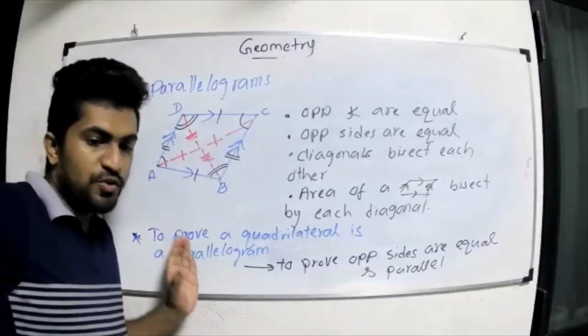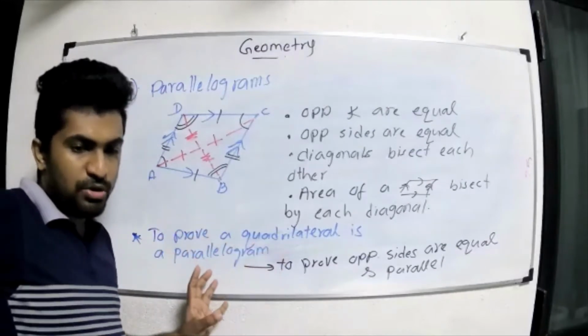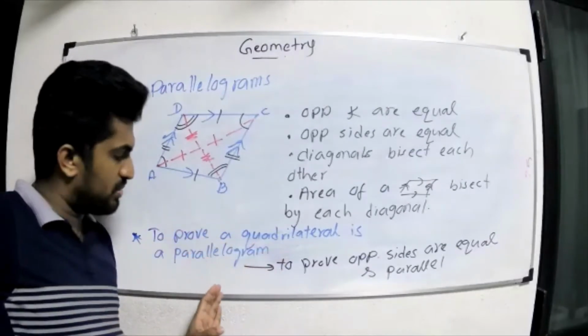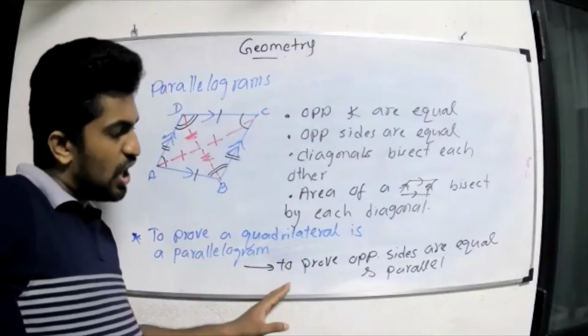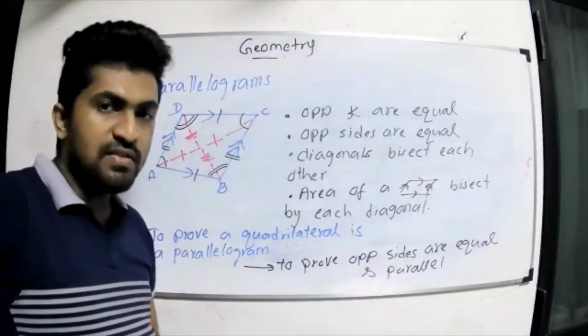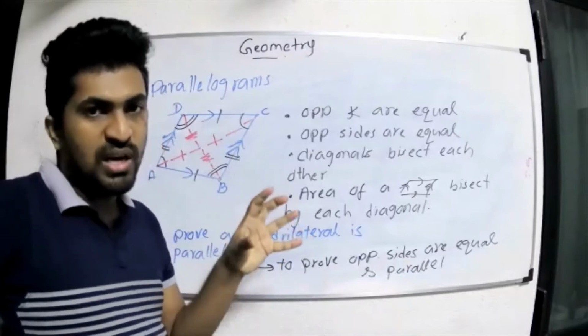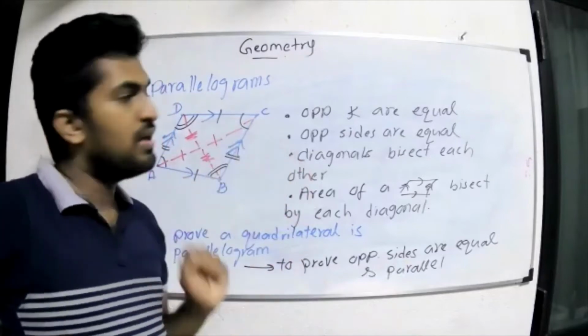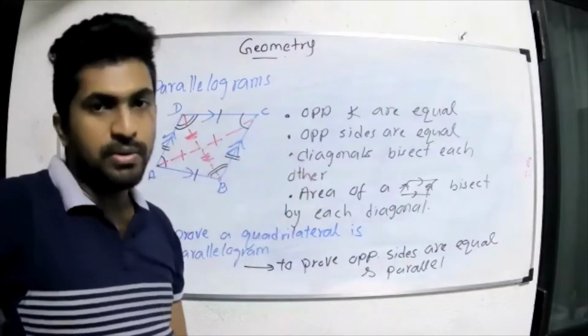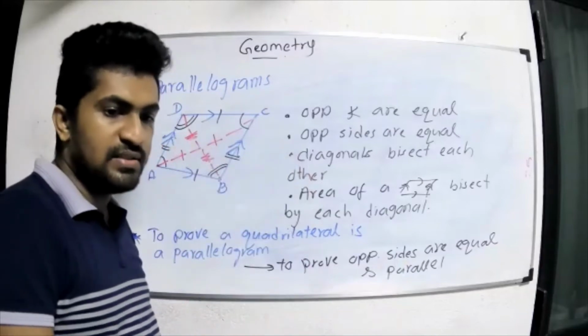If they ask to prove a quadrilateral is a parallelogram, the best way is to prove that opposite sides are equal and parallel. If you can prove that opposite sides of a quadrilateral are equal and parallel, then you can say it is a parallelogram. Got it, my dear kids?